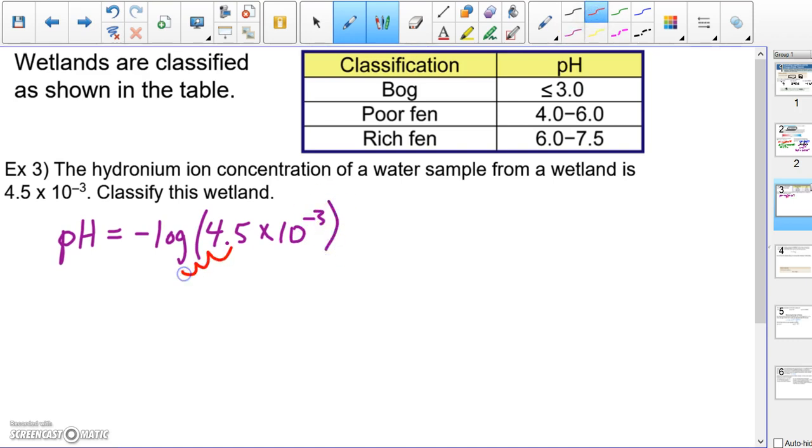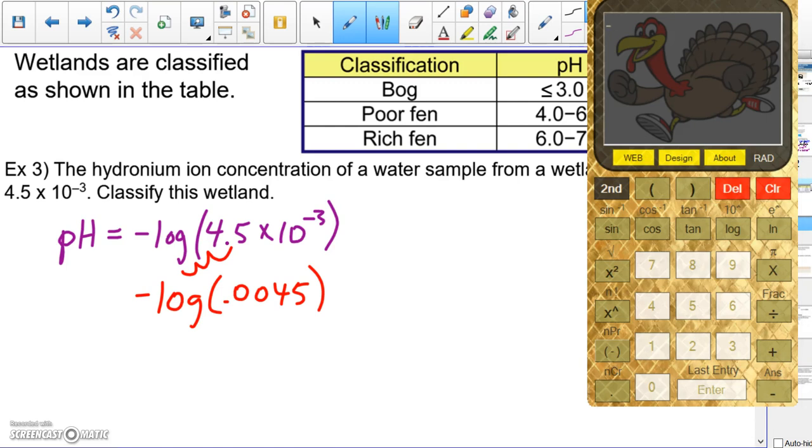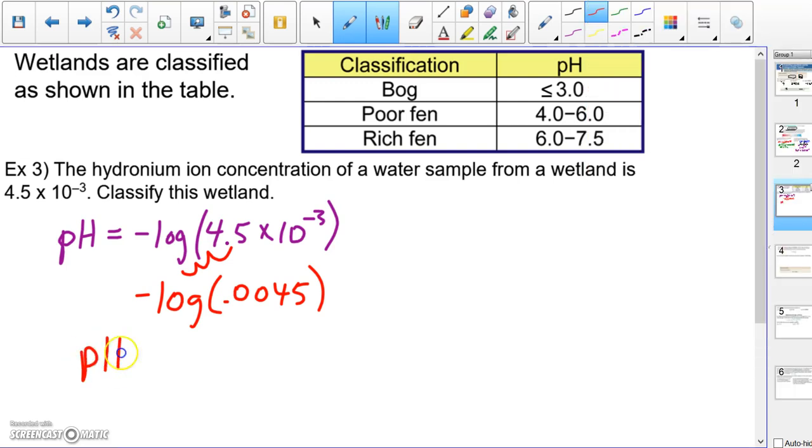So 1, 2, 3, let's think of this as opposite of log of 0.0045. So that becomes a calculator question. We're going to do opposite of the log of 0.0045 and get about 2.3. The pH is about 2.3. And so if you notice, 2.3 would put it into this category, less than or equal to 3. So this is a bog.